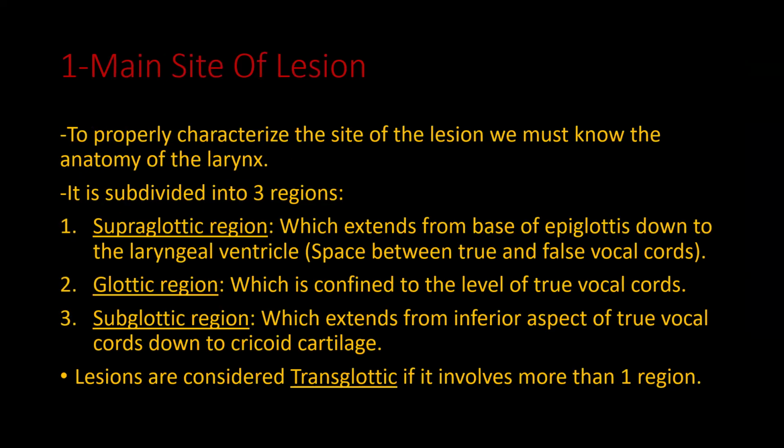The larynx is subdivided into 3 regions. The supraglottic region, which basically extends from the base of the glottis down to the laryngeal ventricle, which is a space between the true and false vocal cords. The glottic region, which is basically the site confined only to the level of the true vocal cord. The subglottic region, which extends from the inferior aspect of the true vocal cord down to the cricoid cartilage. And we consider the regions that involve more than one region as transglottic.